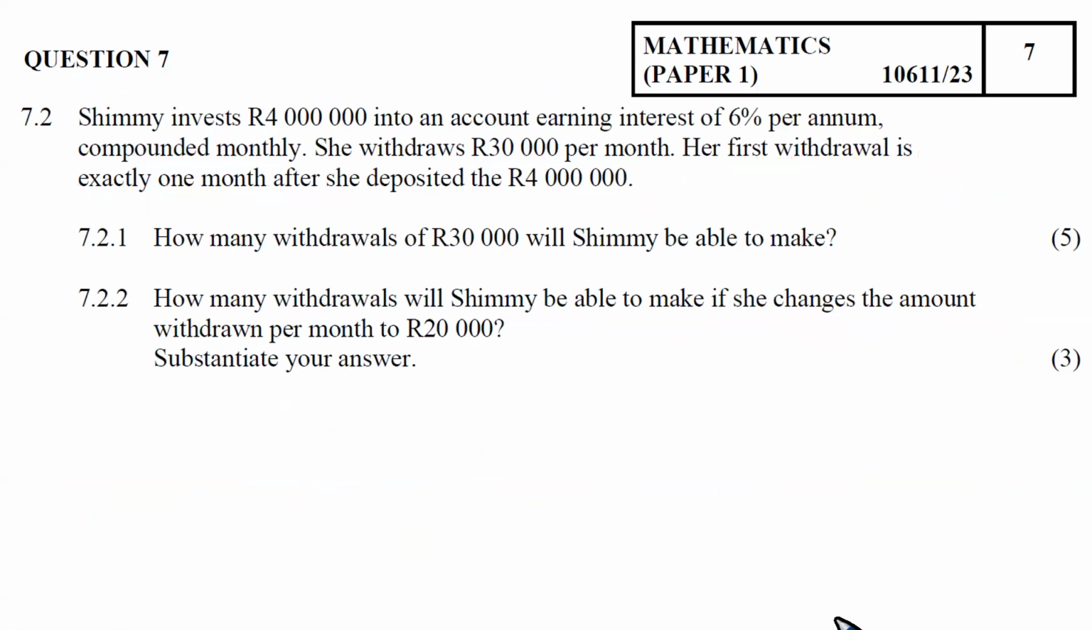Right, now 7.2.2 is asking, how many withdrawals will Shimi be able to make if she changes the amount withdrawn per month to 20,000? Substantiate your answer. How many now? She's changing because now she's withdrawing 20,000.